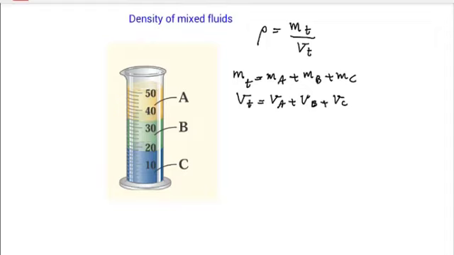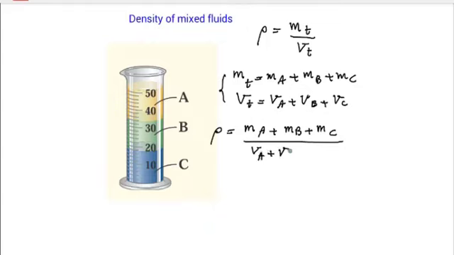So the density of mixed fluid is equal to total mass over total V, which is equal to m of A plus m of B plus m of C over V of A plus V of B plus V of C. This is a general equation that you can use for different fluids. For example, if you have just fluid A and B, you erase this part, and the mixed density is this. But since we have three types of fluids, we write all of them.